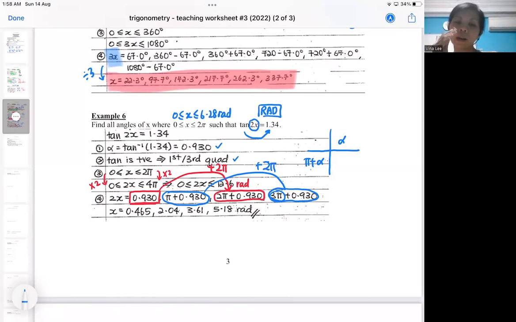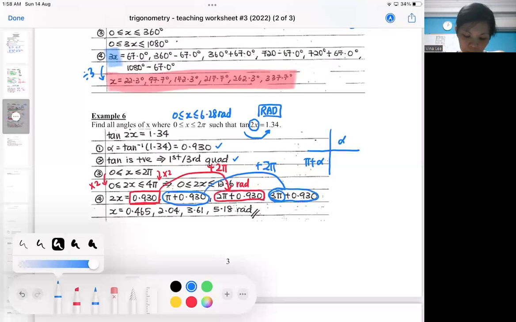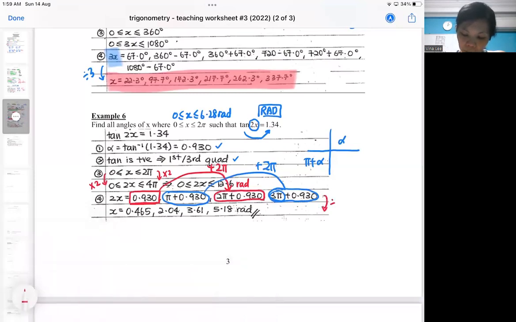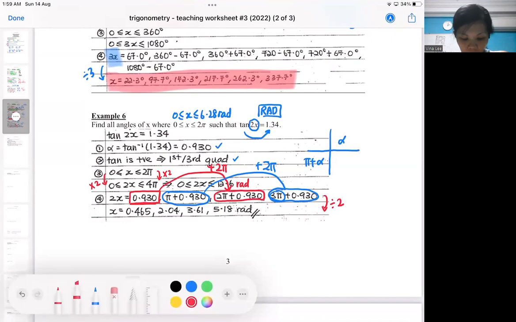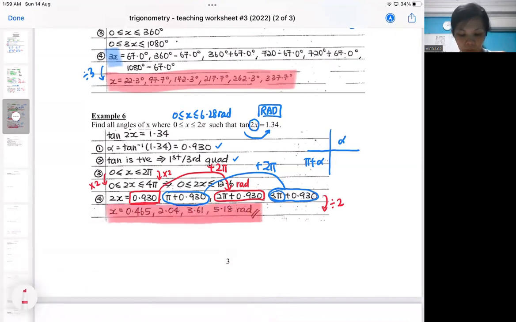So 2x has 4 answers because it visited the first quadrant twice. It visited the third quadrant twice. So from the 4 answers, you're going to divide by 2. And then eventually you get your 4 answers for x. And if you look at the 4 answers for x, it shouldn't exceed 6.28.